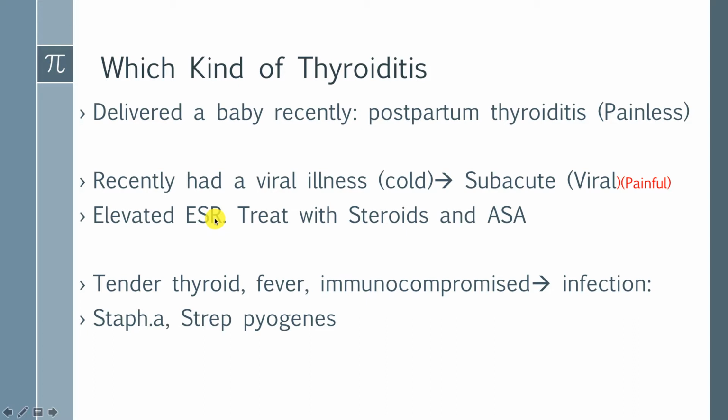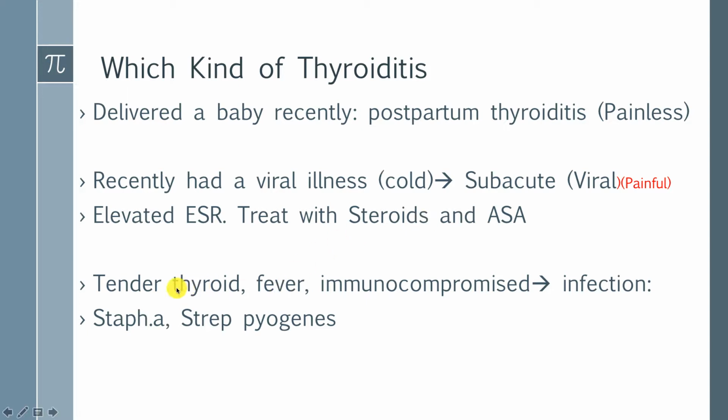So what would you have? They will tell you some labs. You'll have an elevated ESR. So what does ESR stand for? It's erythrocyte sedimentation rate, and that's just a marker of your inflammation, right? So if you're having inflammation, you could treat with steroids and aspirin, which is a non-steroidal anti-inflammatory. We want to decrease the inflammation. But you don't do any kind of surgery; it'll subside down the road.